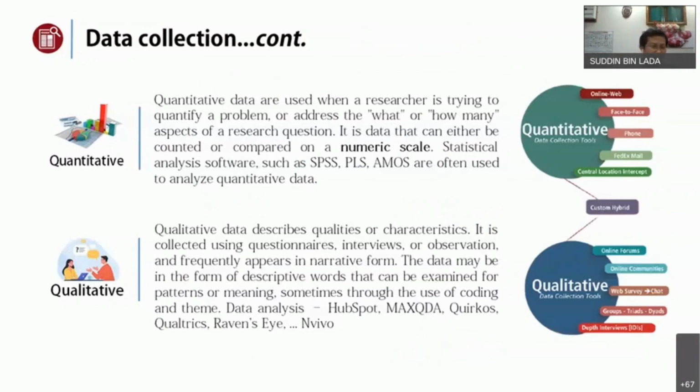Continue with data collection. These are actually the determining factors for you. In the process of collecting data, you need to know whether you are going for quantitative or qualitative data. That's very, very important. Again, it is very related to your study area and the scope of your study. Definitely, when we decide to go for quantitative, we are looking into data that later on will be analyzed using software.